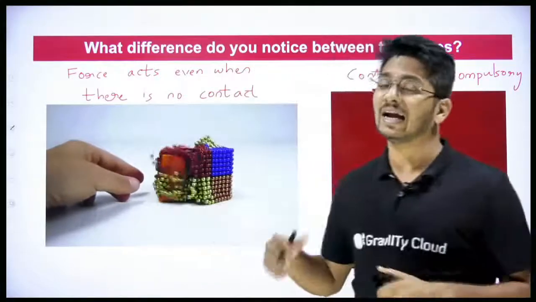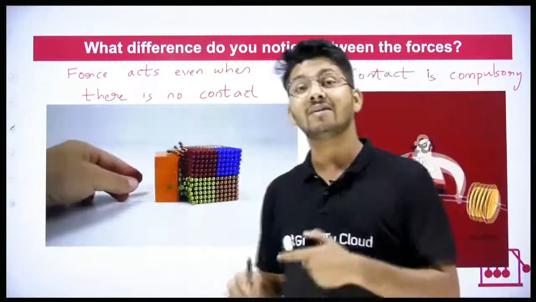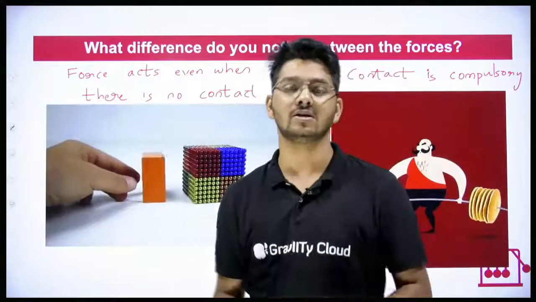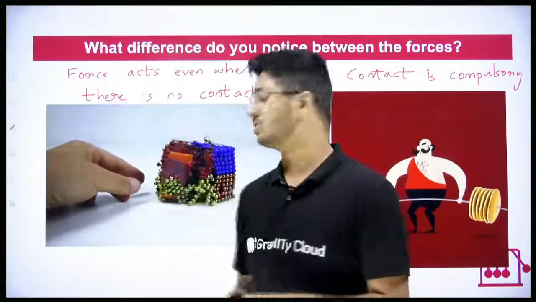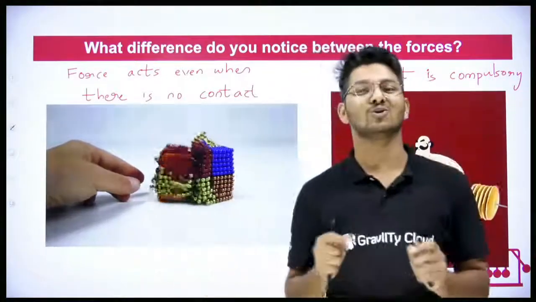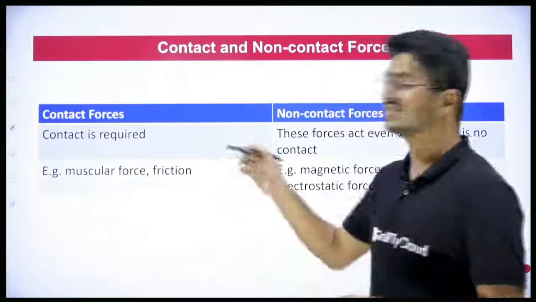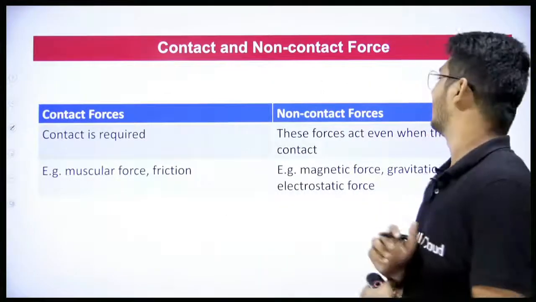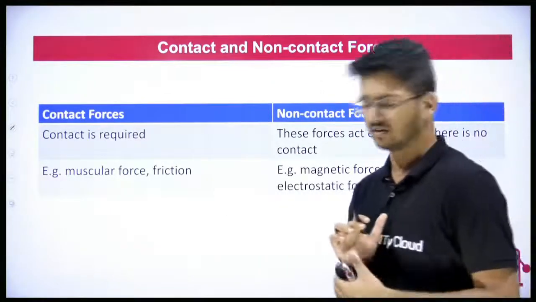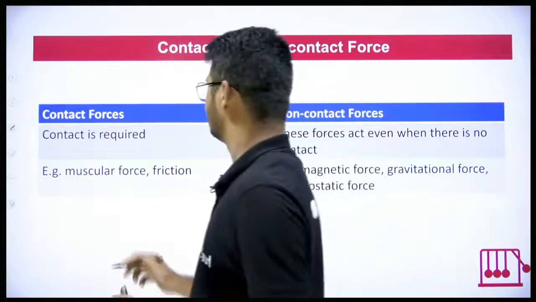But here the magnets get attracted even when they are not touching each other. That is, the force is acting even when there is no contact. So we have two different types of forces. What are they? One is called contact force. The other is called non-contact forces. Now very simple definitions for both.